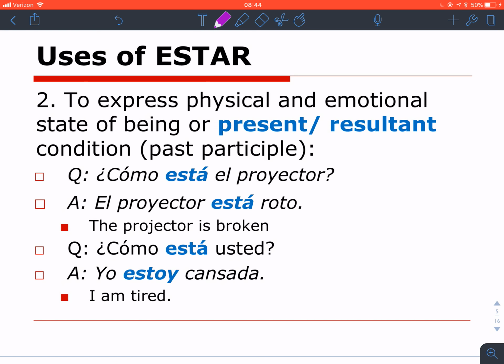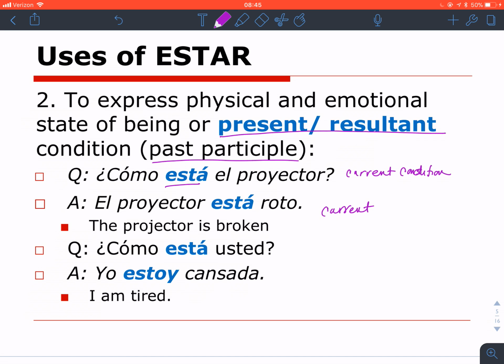The second use of estar is to express a physical and emotional state of being or present resultant condition. We may have to use a past participle as an adjective when we're describing a present or resultant condition. For example, ¿Cómo está el proyector? When I ask this question, I want to know what is the current condition of the projector. El proyector está roto. The projector is broken. That is the current condition.